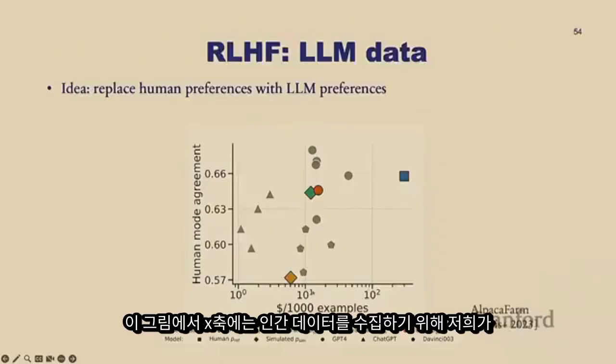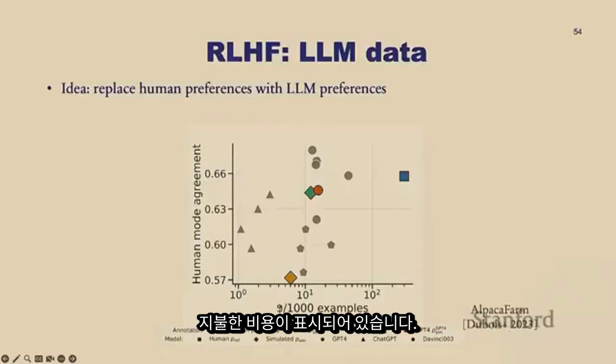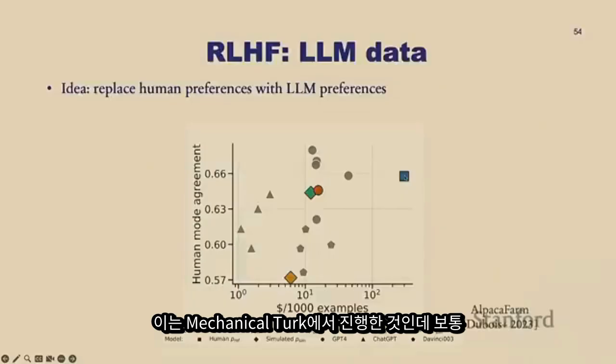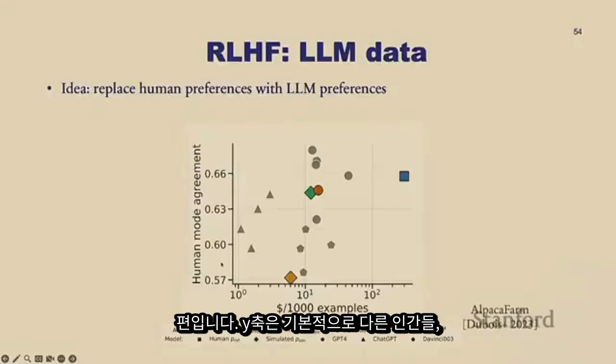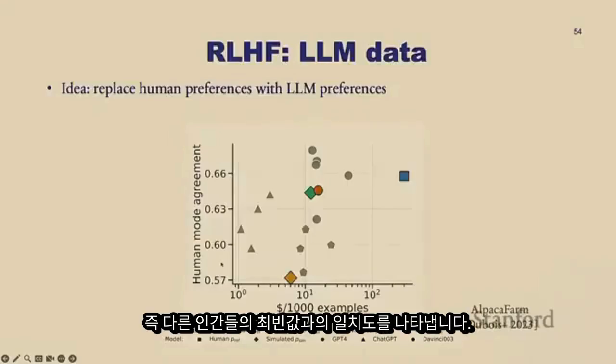So on this figure, you see on the x-axis the price that we paid for collecting human data. It's around $300 for 1,000 examples, and this is on mechanical Turkers, which are usually cheaper than some of the other companies that you could go through. And on the y-axis, it's basically the agreement with other humans, with the mode of other humans.